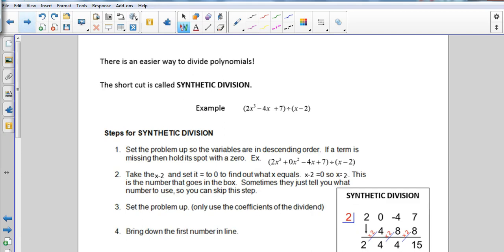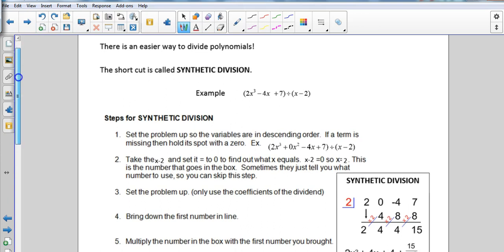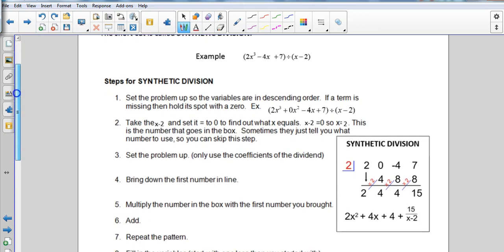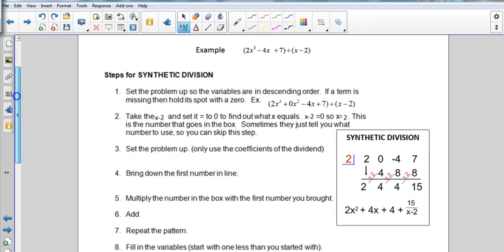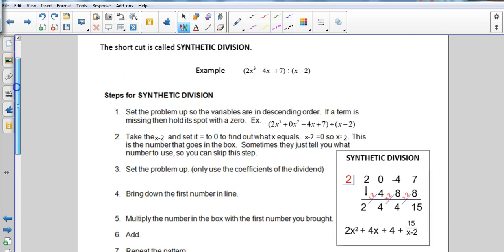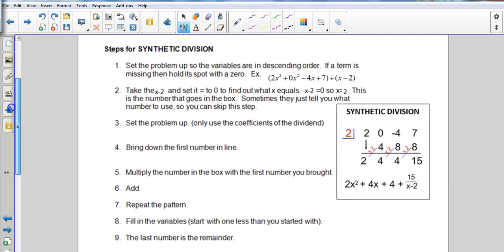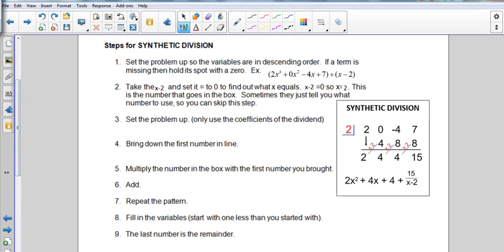Okay, there's an easier way to divide though. The shortcut is called synthetic division. So we're going to do the same problem using synthetic division. What we do is we set up the problem so the variables are in descending order, just like we did before. So we have 2x cubed, 0x squared, negative 4x, and 7. And notice it says there's a missing item, hold this spot with a 0.